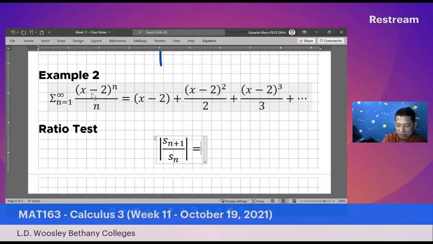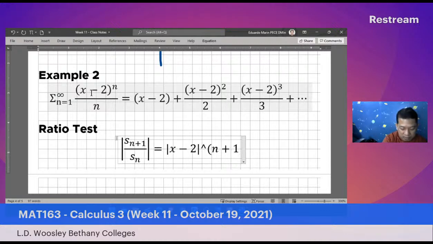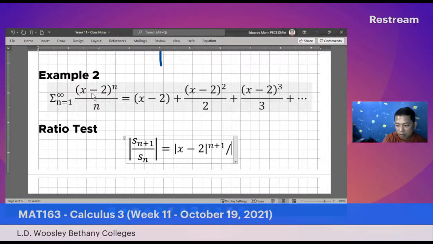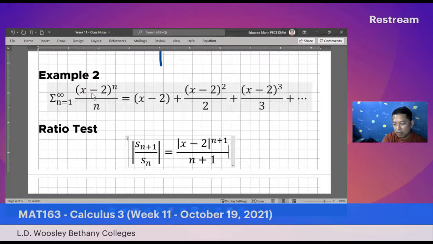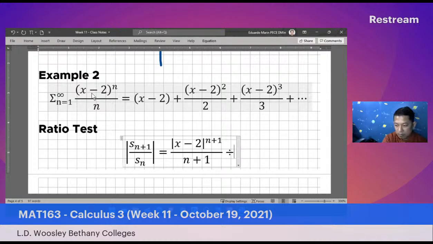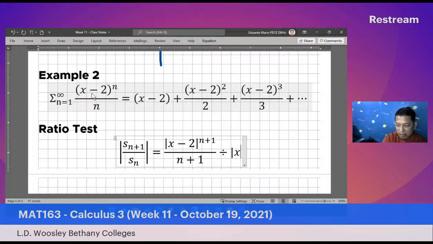So your partial sum S sub n plus 1 would be equal to the absolute value of n minus 2 raised to n plus 1, all over n plus 1. And this needs to be divided, we will divide it, by the partial sum S sub n, and we will just copy what is the definition for this case.